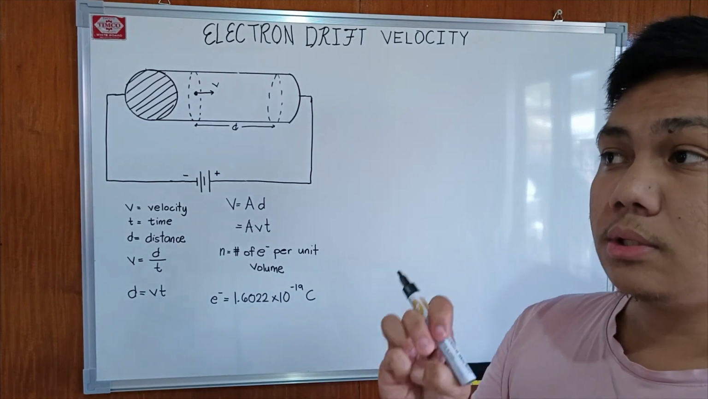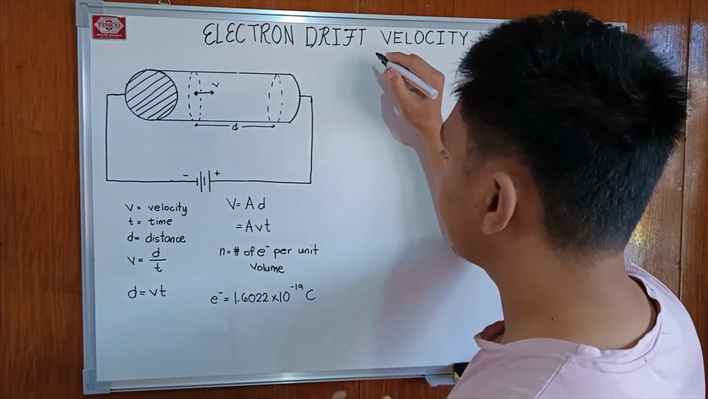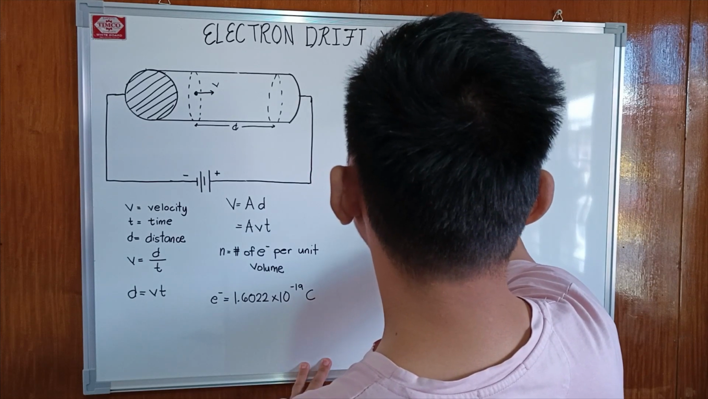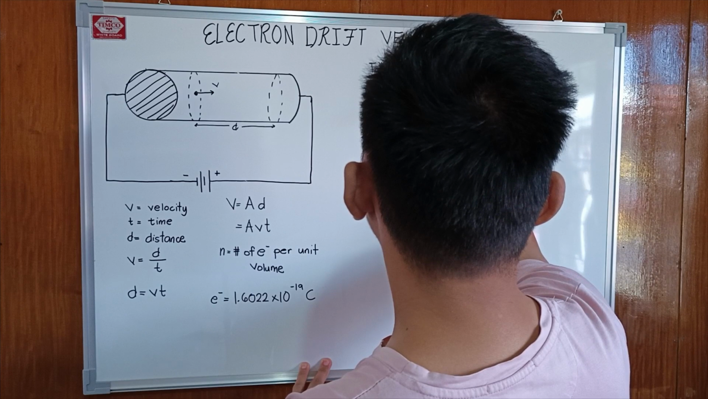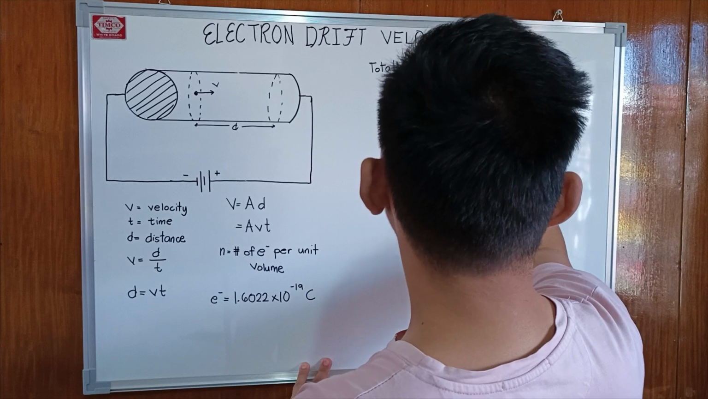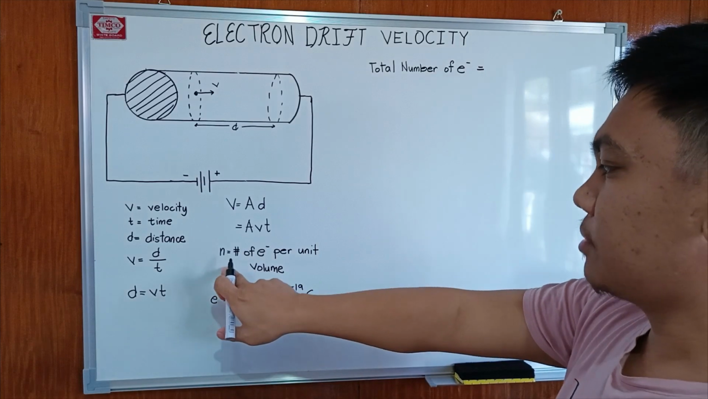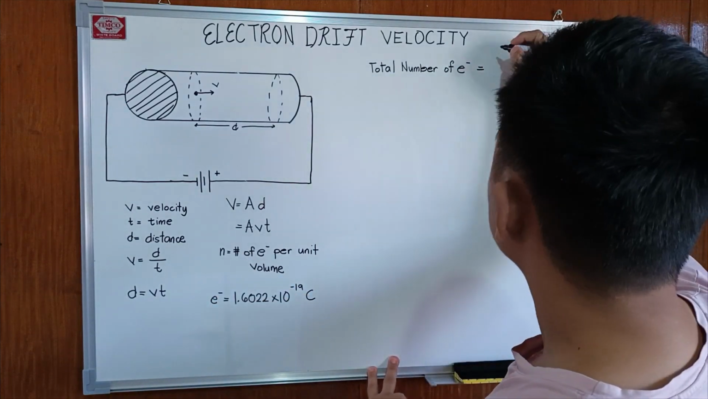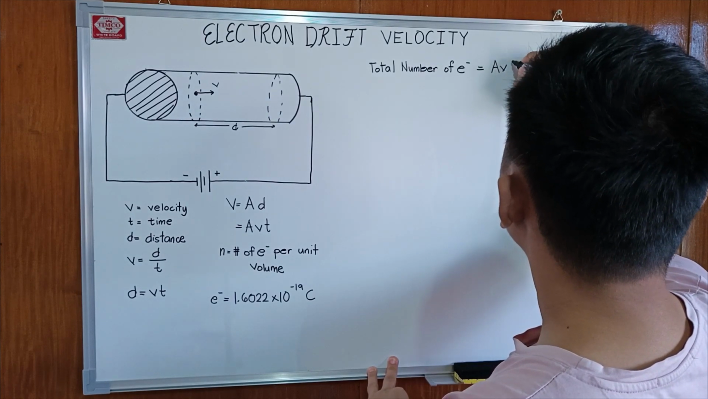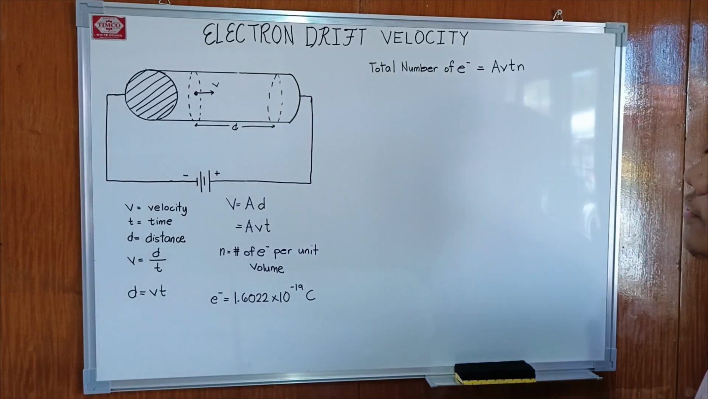So, getting now the total number of electrons inside a conductor, total number of electrons is just the volume times the number of electrons per unit volume. So bali, this will now be AVT times N.